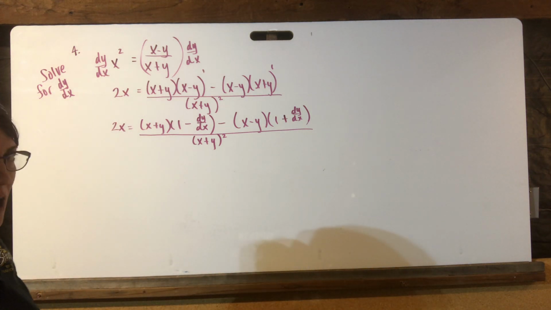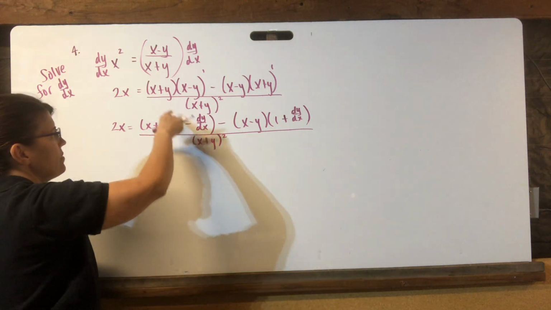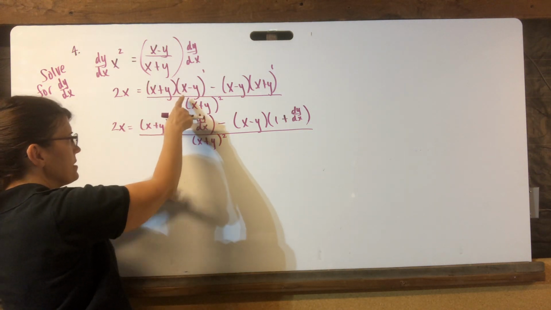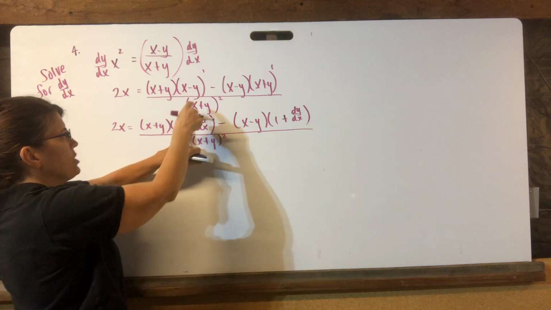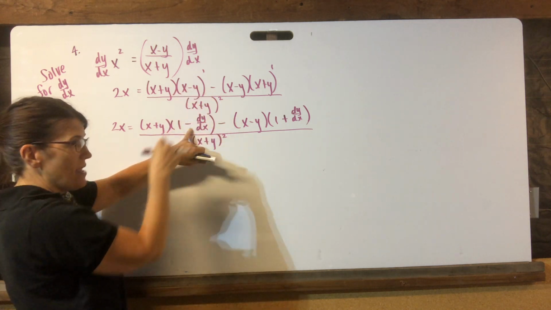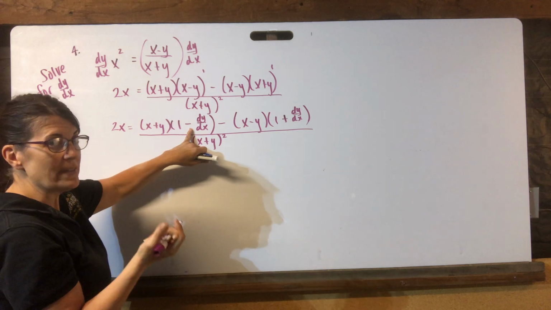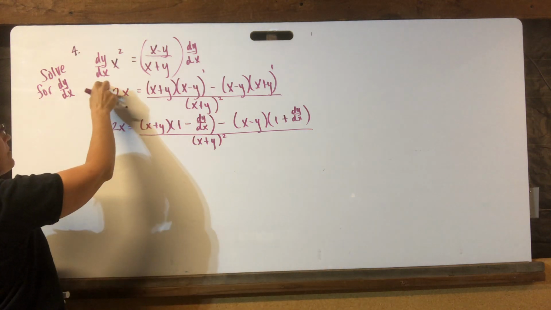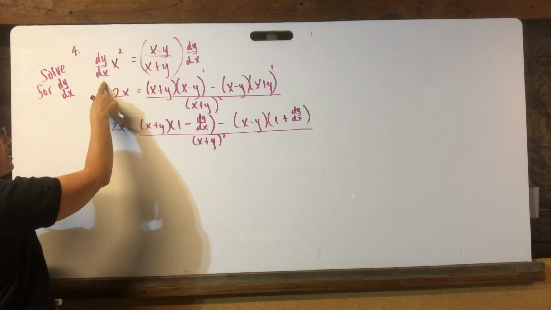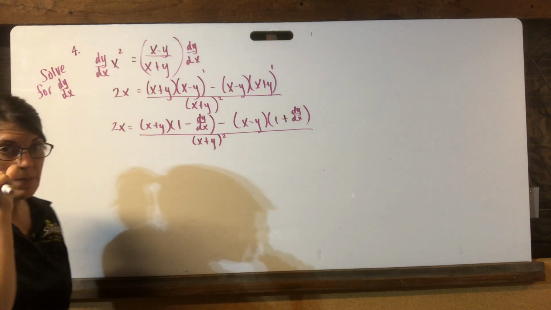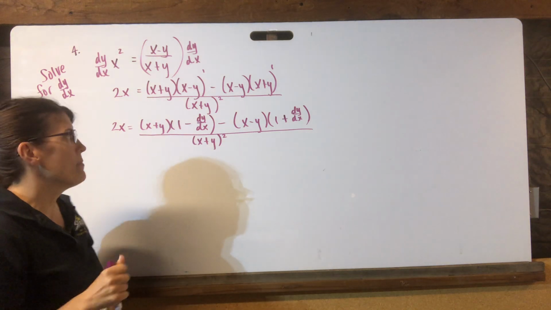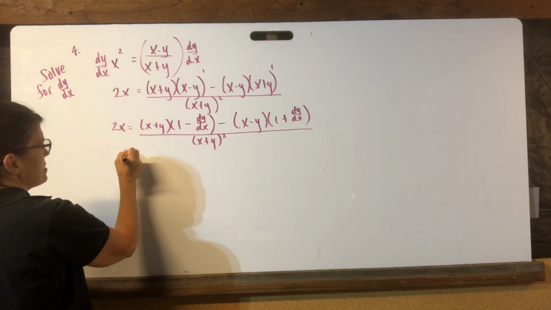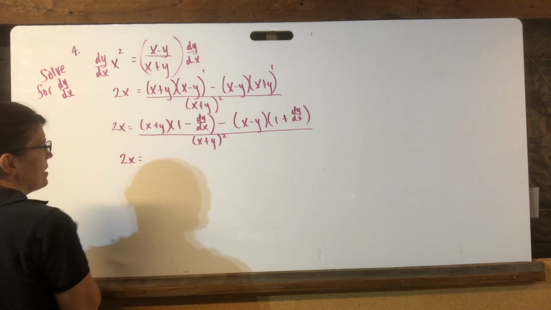Okay, now it becomes a bunch of algebra. So let me just go back and review this. The derivative of x with respect to x is 1. The derivative of y with respect to x is dy/dx. The derivative of x squared with respect to x is 2x. Now this becomes a bunch of distributing and combining like terms.